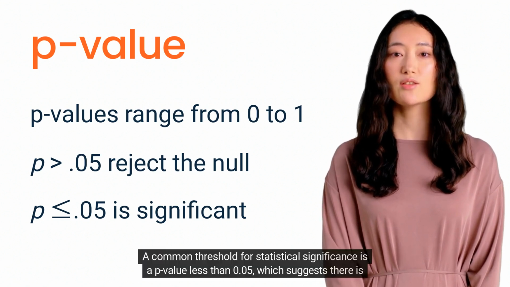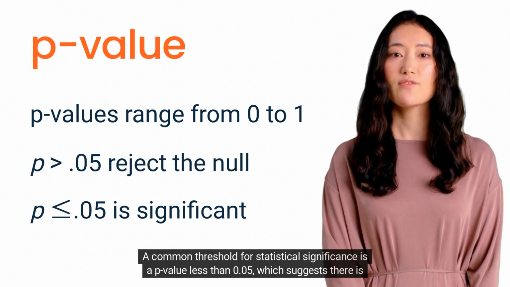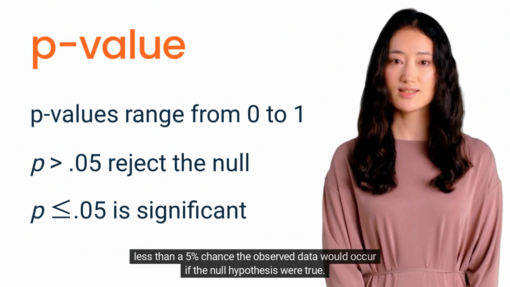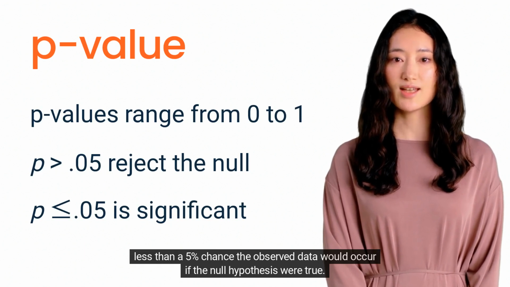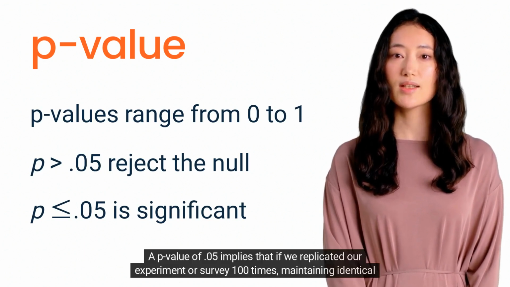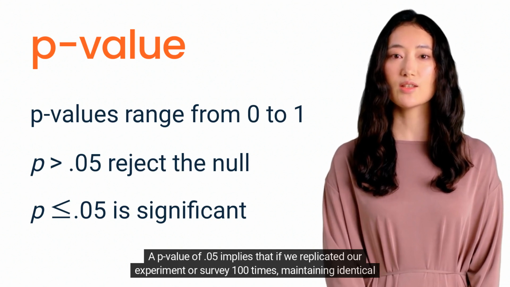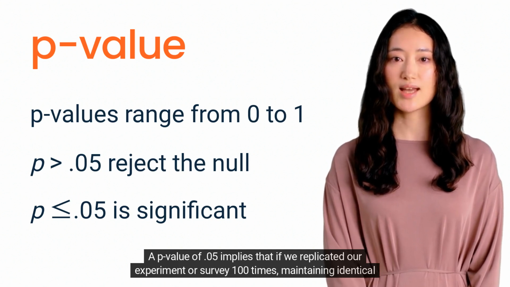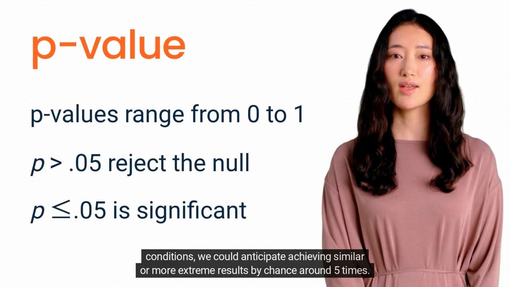A common threshold for statistical significance is a p-value less than 0.05, which suggests there is less than a 5% chance the observed data would occur if the null hypothesis were true. A p-value of 0.05 implies that if we replicated our experiment or survey 100 times, maintaining identical conditions, we could anticipate achieving similar or more extreme results by chance around 5 times.